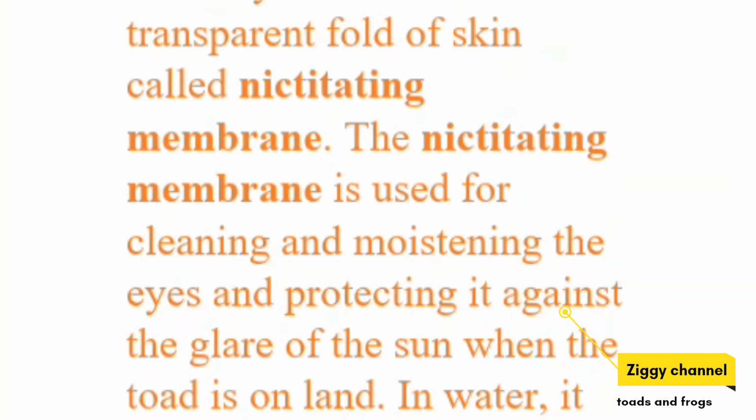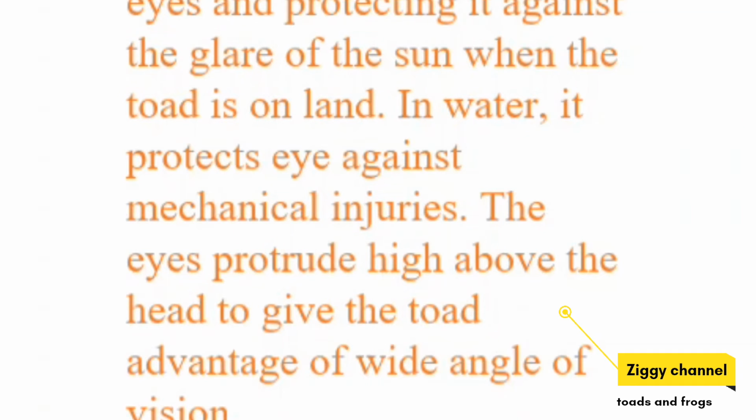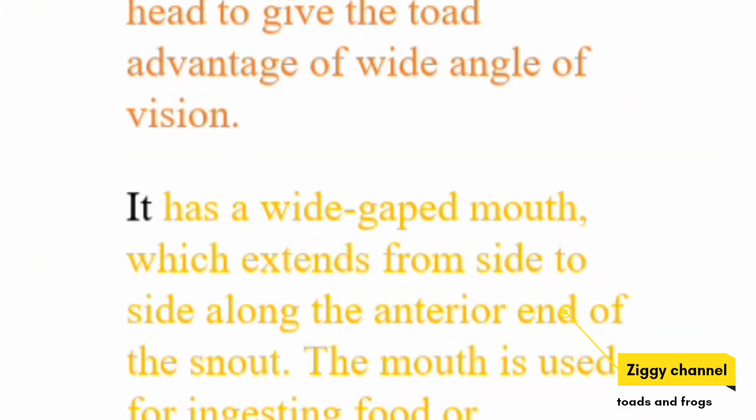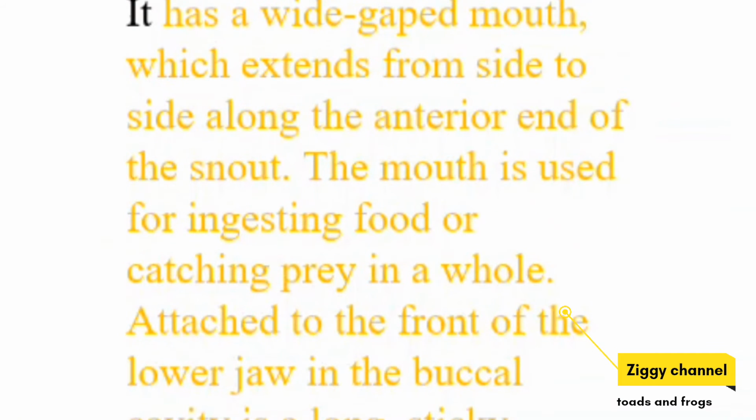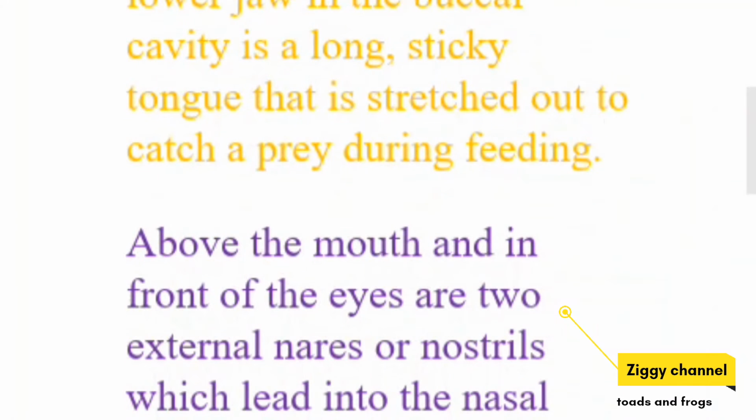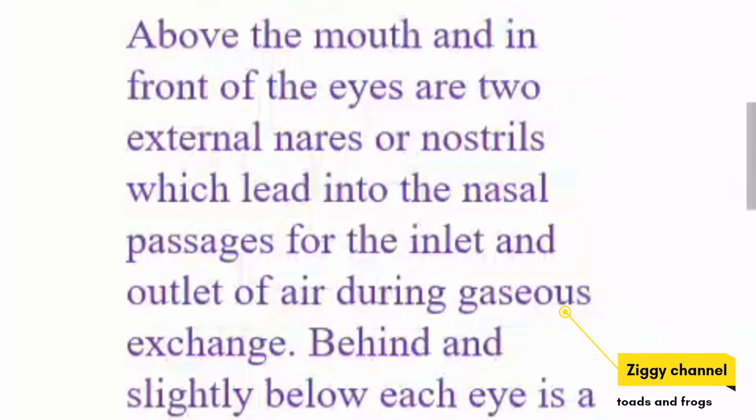The eyes protrude high above the head to give the toad the advantage of a wide angle of vision. It has a wide-gaped mouth, which extends from side to side along the anterior end of the snout. The mouth is used for ingesting food or catching prey. Attached to the front of the lower jaw in the buccal cavity is a long, sticky tongue that is stretched out to catch prey during feeding. Above the mouth and in front of the eyes are two external nares or nostrils which lead into the nasal passages for the inlet and outlet of air during gaseous exchange.